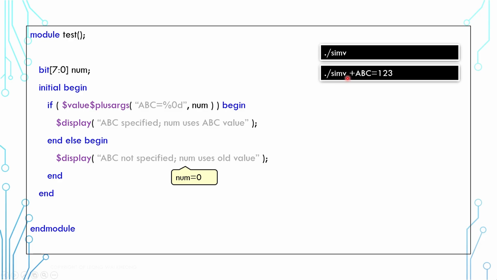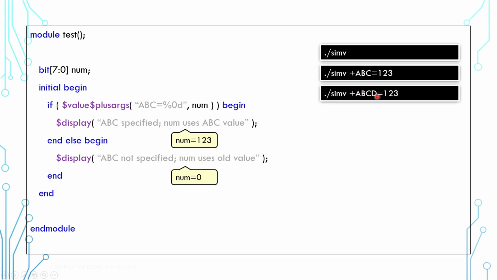On the other hand, if ABC is provided as a simulation argument, then this value plusargs will return 1 and this statement will be executed. And at the same time, num will get the value 1, 2, 3. One thing to note is that the value plusarg does not suffer the same problem as test plusargs. If we are adding plus ABCD as simulation arguments, it wouldn't be taking effect because this value plusarg here is looking for plus ABC equal number.